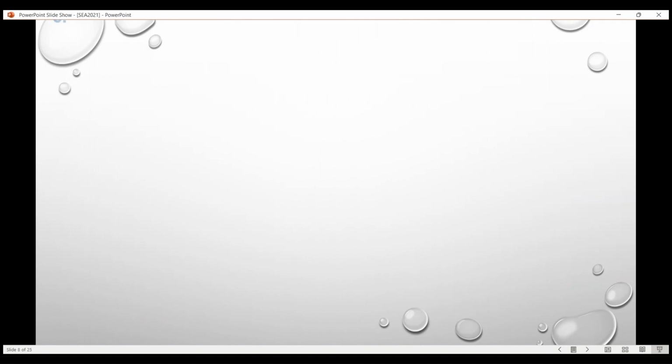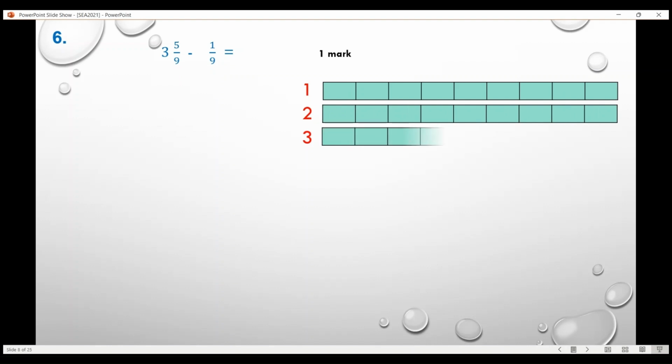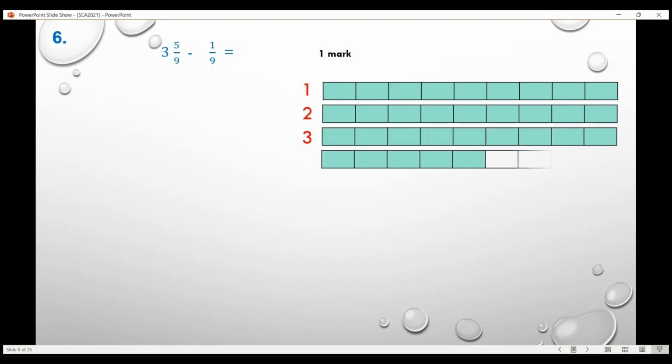Go on now to the next question. Number 6. 3 and 5/9 minus 1/9. Some of us could watch it easily and we can tell. Or we can look at this model where we have 1 whole with 9 parts, 2 wholes with another 9 parts, 3 wholes with another 9 parts, and 1, 2, 3, 4, 5. So this represents 3 wholes and 5/9.